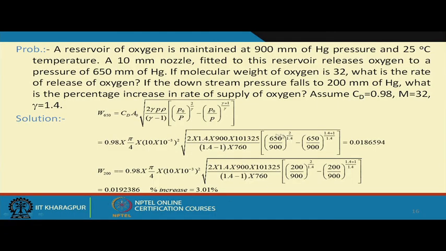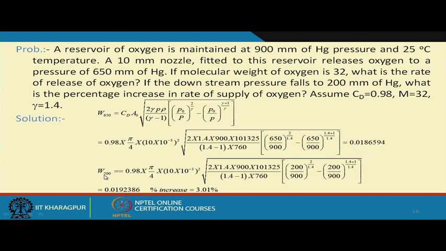However, if we put that, then it is here into 650 by 900 P0 by P to the power 2 by gamma, that is 2 by 1.4 minus 650 by 900 to the power 1.4 plus 1 by 1.4. So this is supposed to come a value which obviously is not also this one, some other. Please check and see how much actually it is coming.